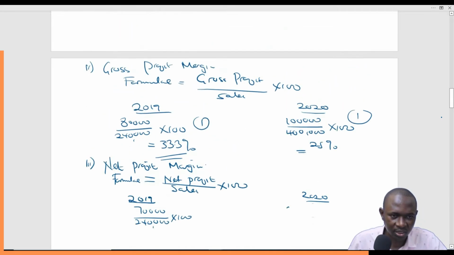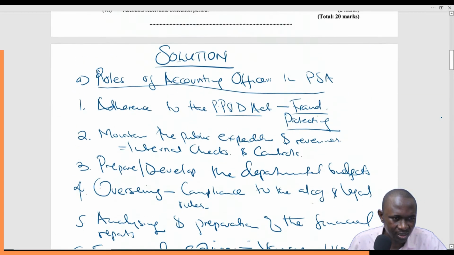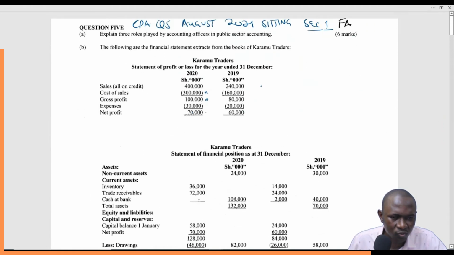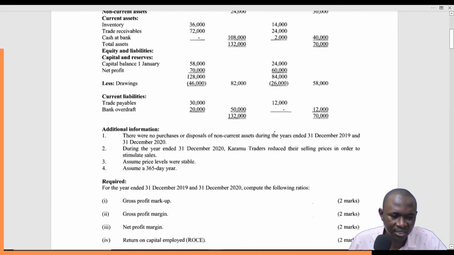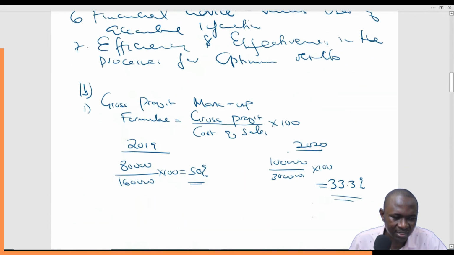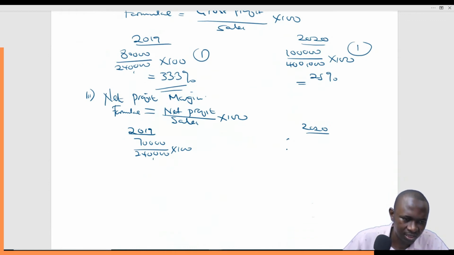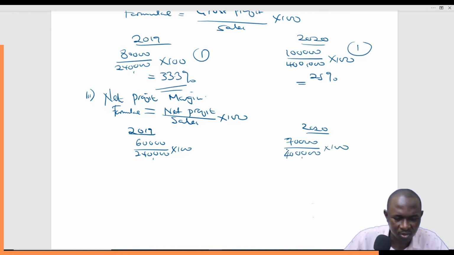Looks like we interchanged them. You need to be very keen. In 2020, 70,000. In 2019, 60,000. So 2019 is 60,000 and 2020 is 70,000 over the sales, which is 400,000, times 100.